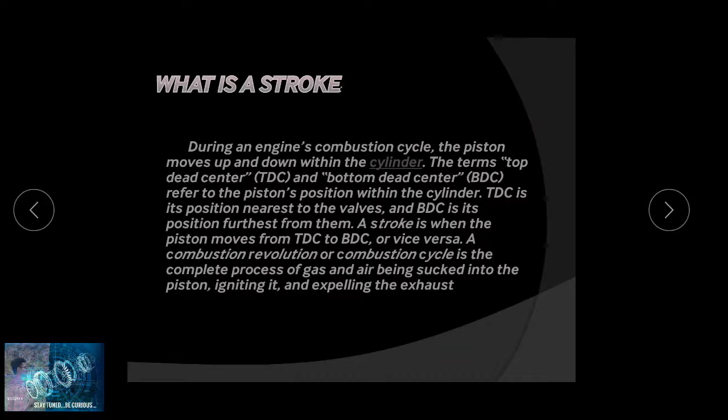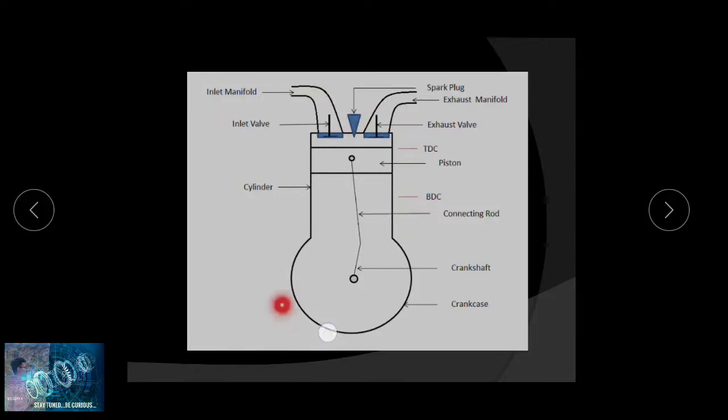A combustion revolution or combustion cycle is the complete process of gas and air being sucked into the cylinder, igniting, and expelling the exhaust. This is a simple engine configuration. This is a top dead center and this is a bottom dead center. The piston slides in the cylinder between the top dead center and bottom dead center. The piston is connected with the crankshaft through the connecting rod. First, we are going to see the two-stroke engine.